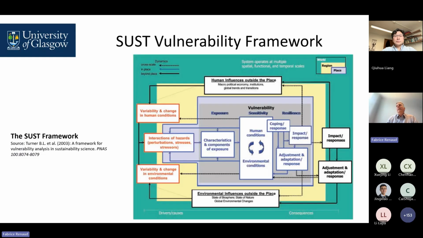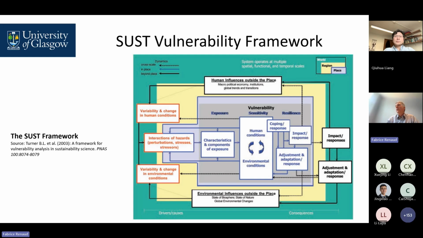So with this in mind, it's important to understand that the role of ecosystems actually has been recognized for a long time in terms of their ability for risk reduction, and in particular in vulnerability frameworks. So this is not a risk framework. This is a vulnerability framework that is called the SOST model that was developed by Turner et al. back in 2003. And you can see here at the center of the figure the exposure, the sensitivity, and the resilience.